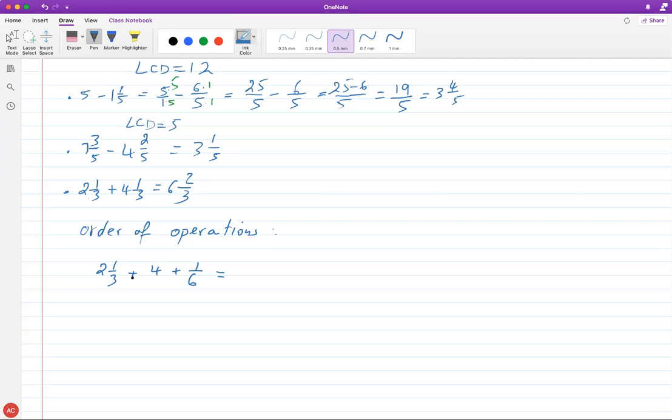We want to add all these 2 together, all these 3 together. What do we do first? Turn all into fractions. That's right, we're going to turn all into fractions. This one is already a fraction. This, we're going to put a 1 here.